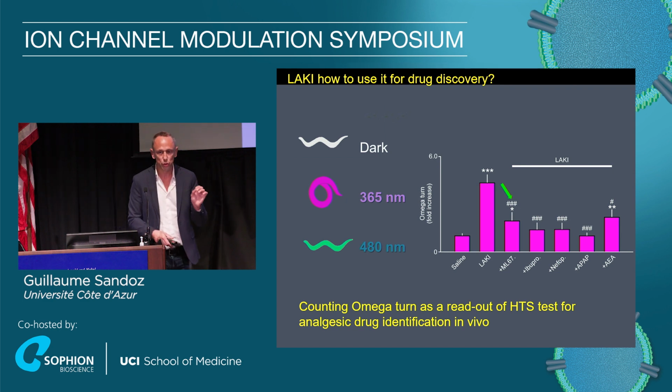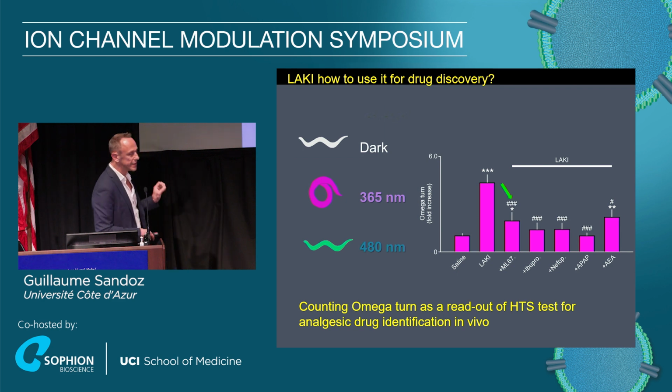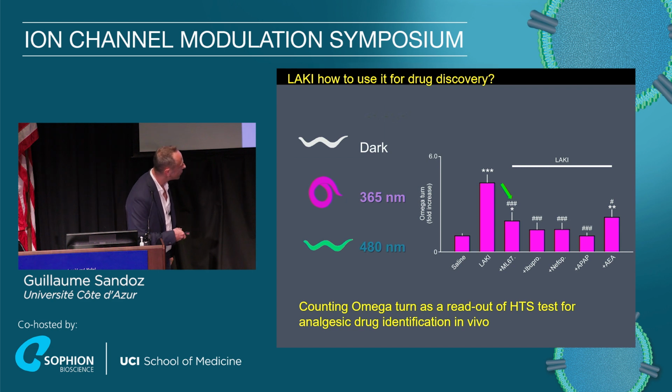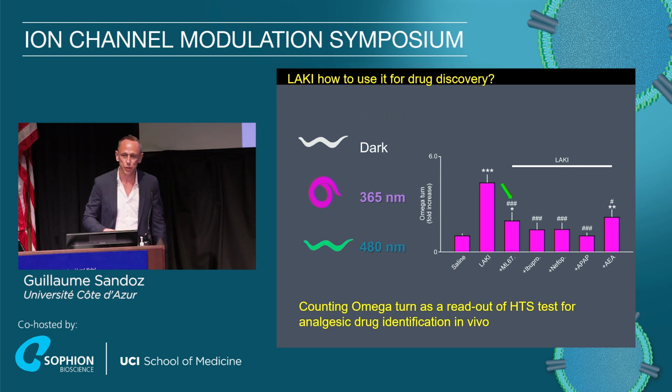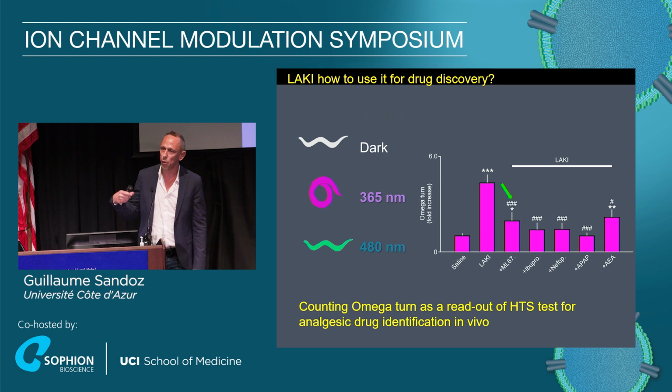We propose also to use this technique to develop a high-throughput screening to discover new analgesic drugs. In fact, if you do this test and you look at how many omega turns you will get during a certain period of time, and if you add, for example, ibuprofen or nefopam or paracetamol or anandamide, you will reduce the number of omega turns. And the more powerful your analgesic, the fewer omega turns your animal will do.